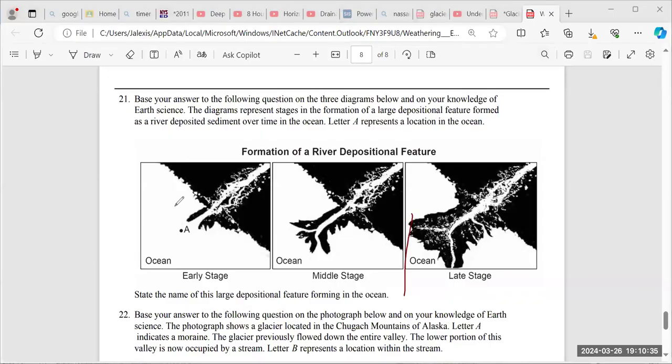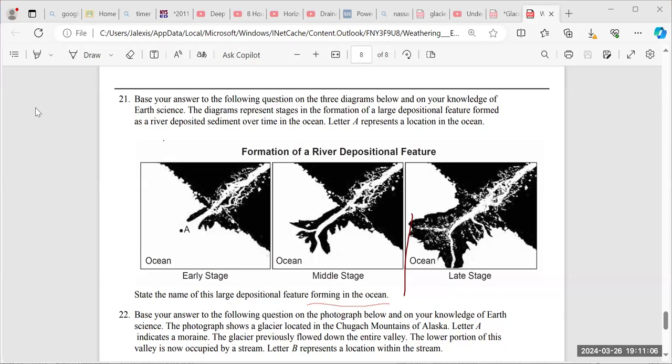Number 21, it says, base your answer to the following question on the three diagrams below and on your knowledge of earth science. The diagram represents stages in the formation of a large deposition feature formed as a river deposited sediment over time in the ocean. Letter A represents the location in the ocean. State the name of this large deposition feature forming in the ocean.